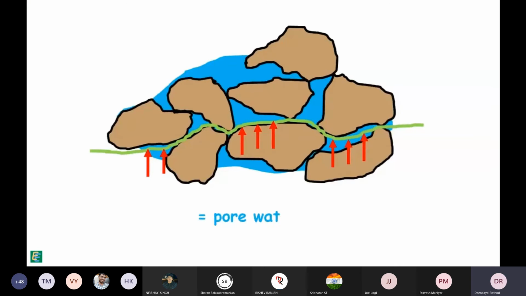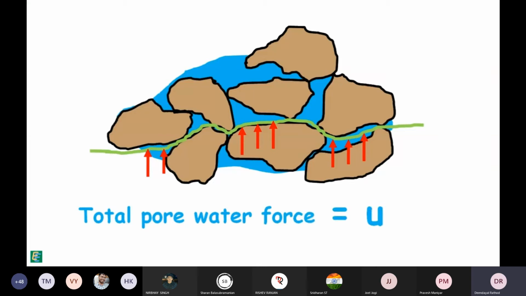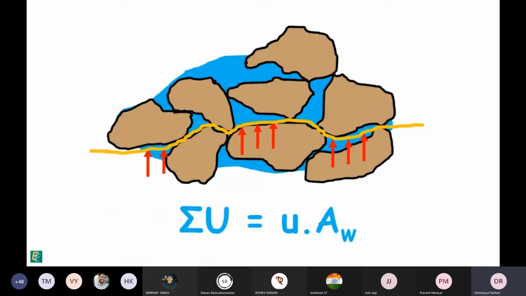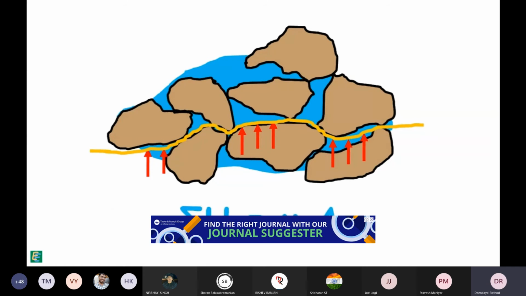Let's say the pore water pressure is small u at the plane. So the total force offered by pore water pressure is u multiplied by the area of voids in which water is present in this plane. We say that area as Aw. Let's say the sum of all pore water pressure forces is summation U.